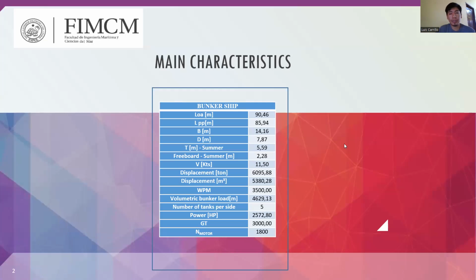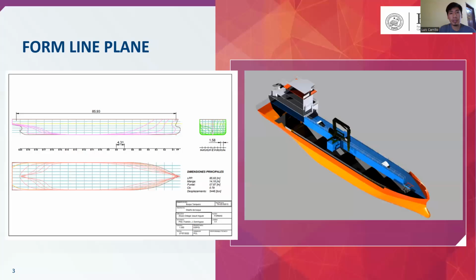My ship is a bulk carrier. Here you can see the main characteristics, for example the length, beam, draft, the speed, volume, the bunker, and other data. Next, please. You can see the lines plan. I can show the 3D model and the characteristics of the ship. Next, please.